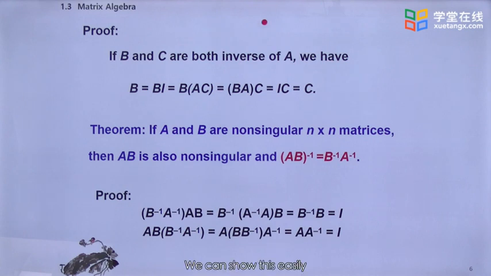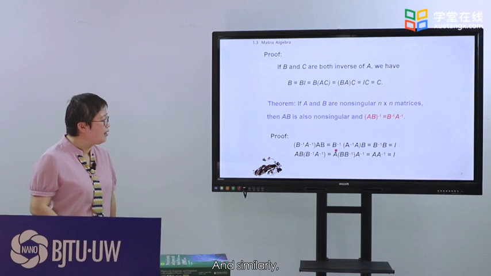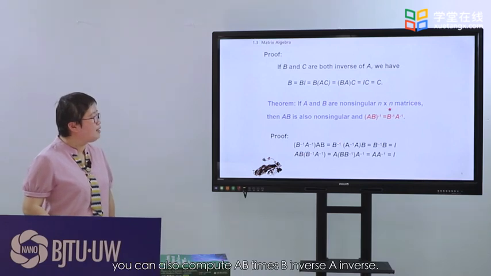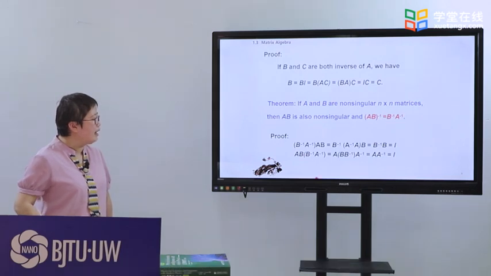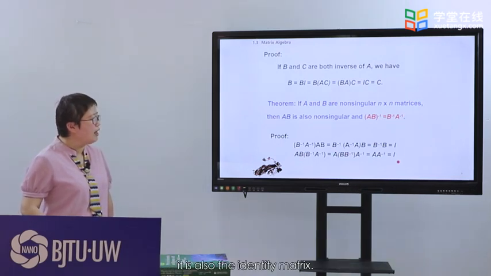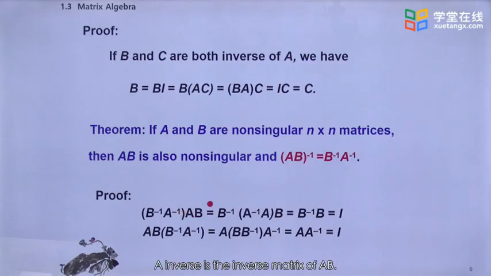Okay, we can show this easily because you can show B inverse times A inverse times AB equals, you first combine A inverse A, right? Then you get B inverse times B. B inverse times B, by definition, is the identity matrix. And similarly, you can also compute AB times B inverse A inverse. Okay, you will find it's also the identity matrix. So this means B inverse A inverse is the inverse matrix of AB.